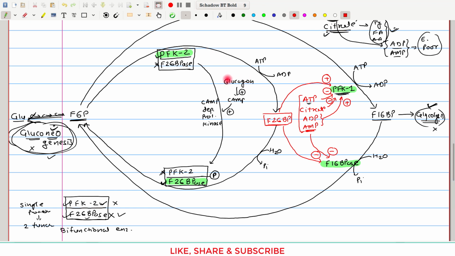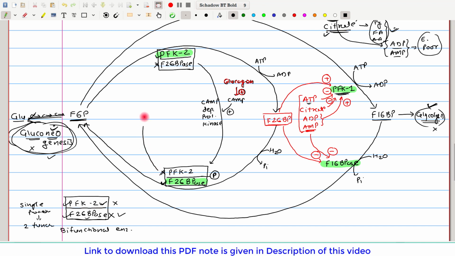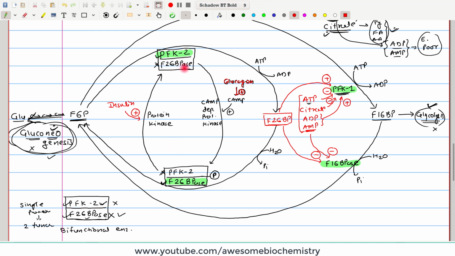So glucagon stimulates this cyclic AMP, and this cyclic AMP in turn stimulates cyclic AMP dependent protein kinase. How does it get dephosphorylated? Dephosphorylation is carried out by one enzyme, that is protein kinase. Now this protein kinase is under the influence of insulin. The presence of insulin stimulates the protein kinase enzyme, and so it gets dephosphorylated, right?